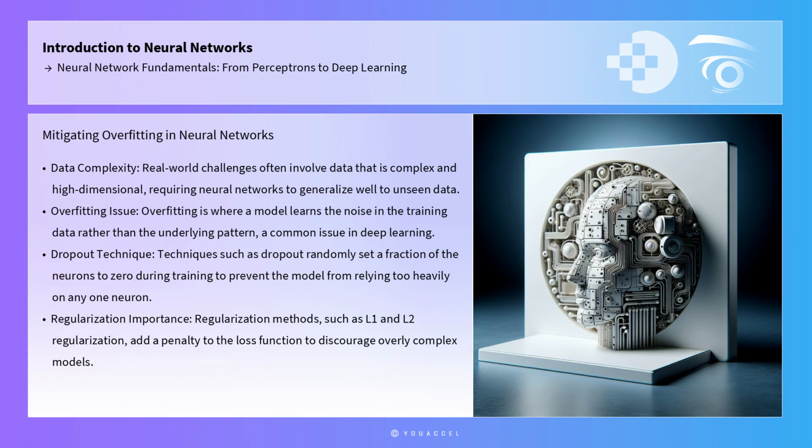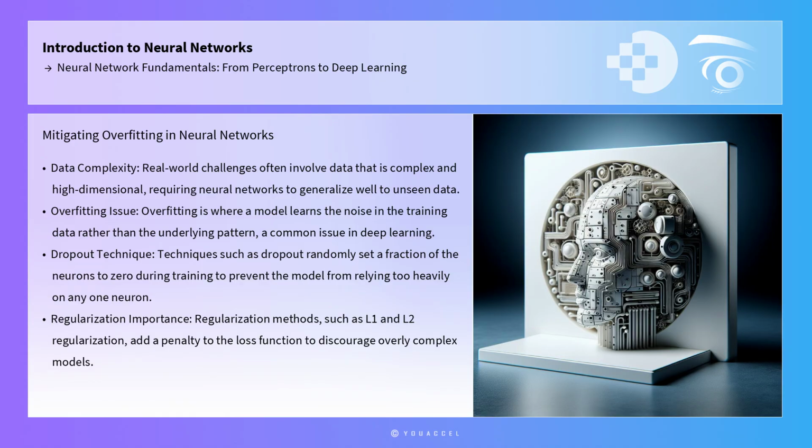Real-world challenges often involve data that is complex and high-dimensional, requiring neural networks to generalize well to unseen data. Overfitting, where a model learns the noise in the training data rather than the underlying pattern, is a common issue in deep learning. Techniques such as dropout, which randomly sets a fraction of the neurons to 0 during training, can mitigate overfitting by preventing the model from relying too heavily on any one neuron.